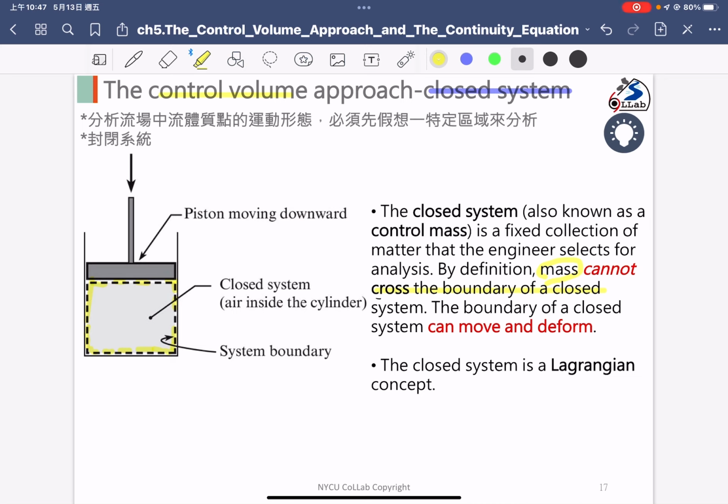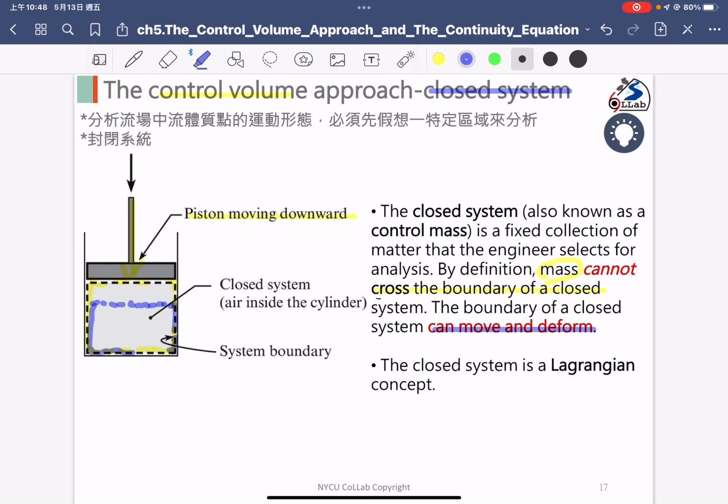And then we have a piston moving downward, so you can have a compression force. After the piston moves downward, the closed system will deform, and maybe move to the bottom. So that's the second idea: the closed system boundary can move and deform, but no physical property can exchange across the boundary. So we call that the closed system.